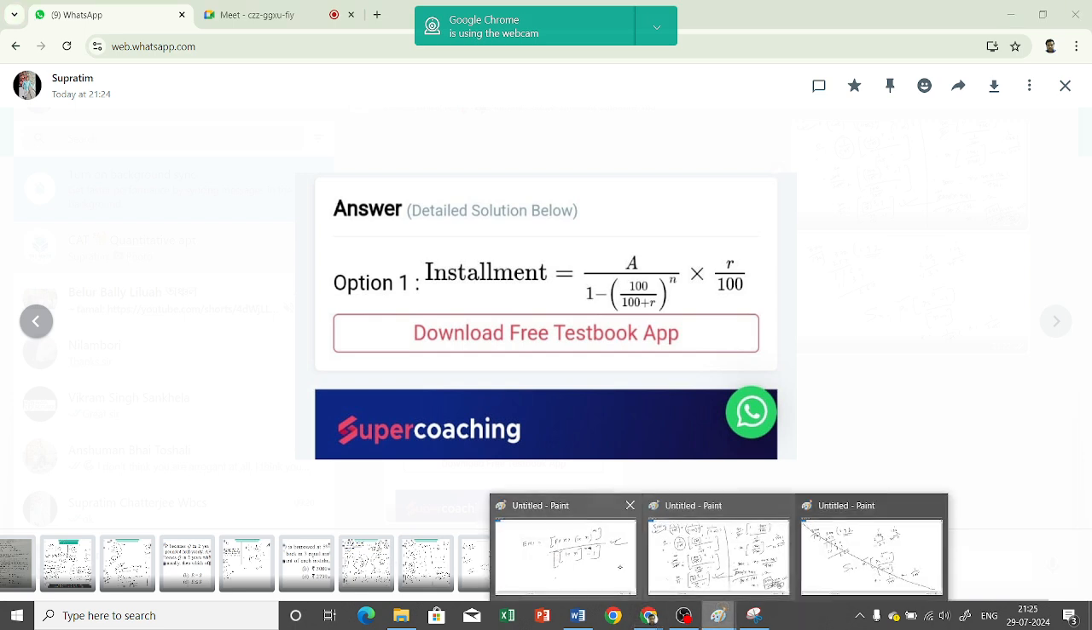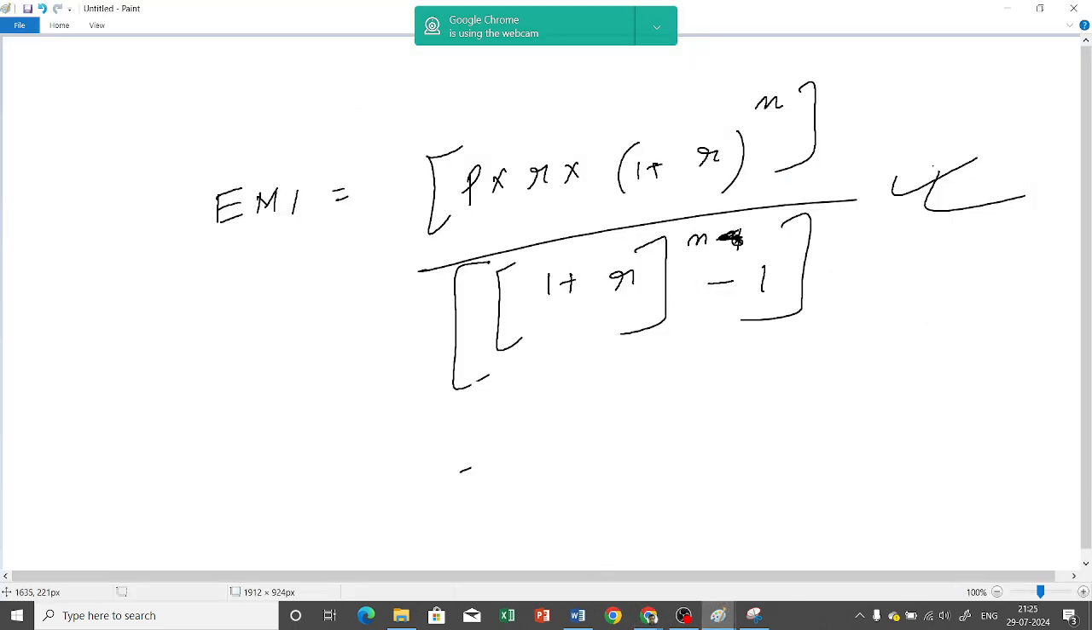Okay, so you have many options in front of you. You can learn this formula, P into R into 1 plus R whole to the power n, where R is the rate of interest, after dividing by 100, divided by 1 plus R whole to the power n minus 1. Either you can remember this formula or the formula that Supratim sent, that also you can do. Or you can do it by a semi automatic method that we did earlier.